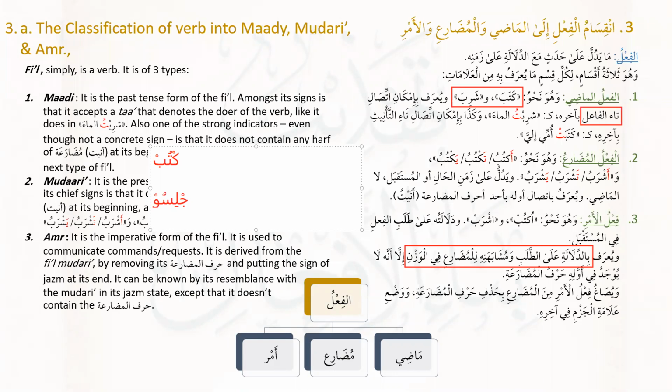Because now the علامة of جزم was حذف النون. So if it had been written سكون, then it wouldn't have been very precise. Rather, putting the علامة of جزم at its end is more precise. اجلسوا. Now this verb starts with a سكون. So how will you get rid of this problem? يعني, how will you solve this problem?